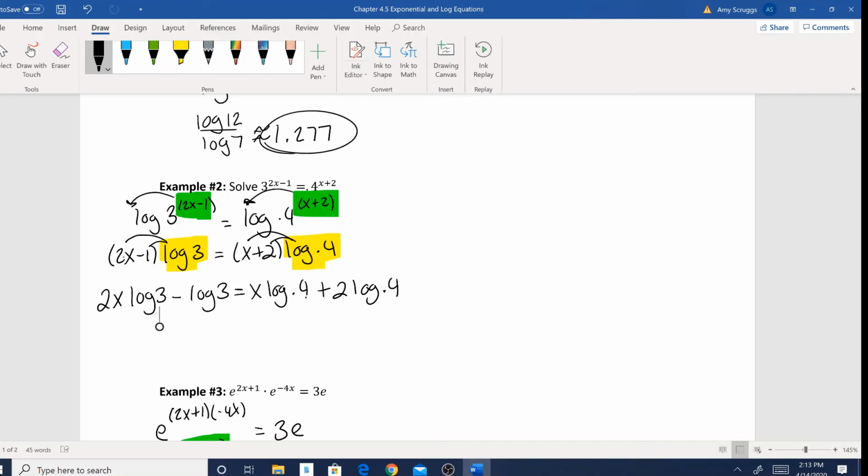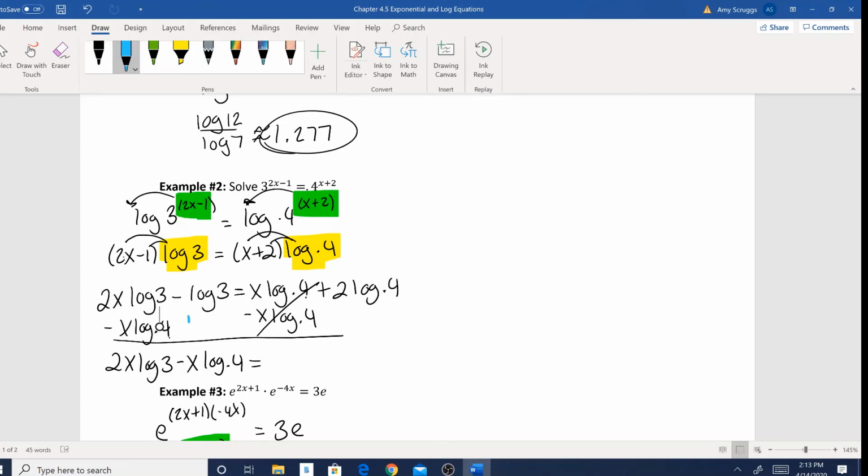Our goal is to get x on one side. So just like any other equation, I want to move all of my x's onto one side. So I'm actually going to move my x log 0.4 over here. Okay, so now I'm going to have 2x log 3 minus x log 0.4.